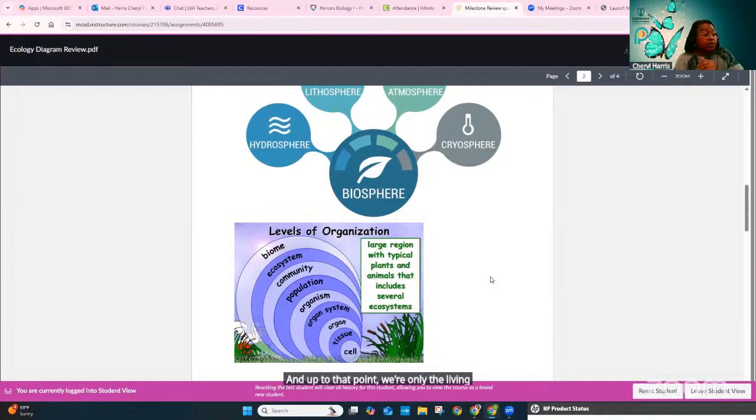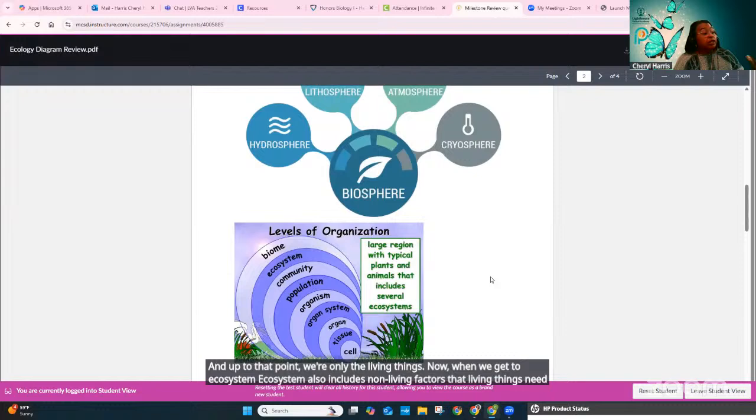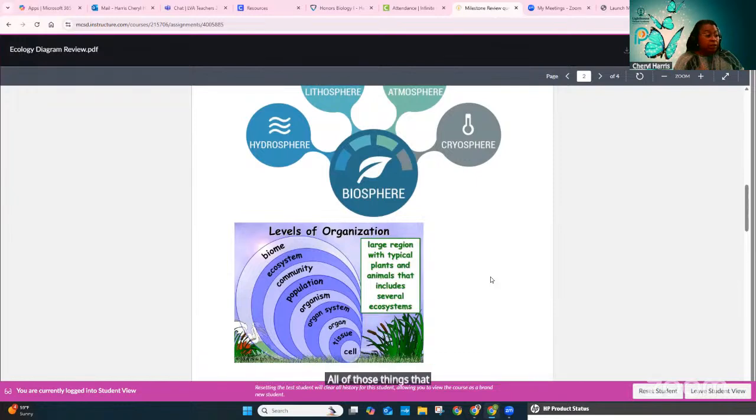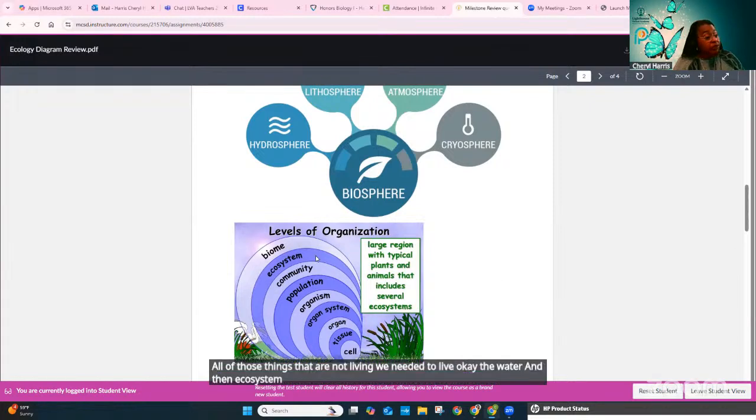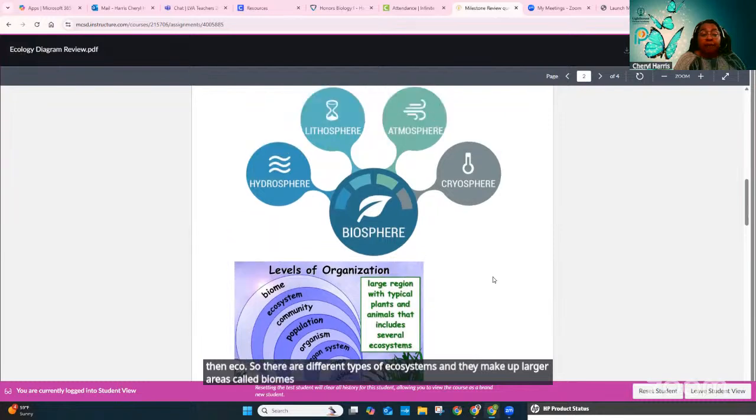Now, when we get to ecosystem, ecosystem also includes non-living factors that living things need. So it includes the air, the water, the sunlight, the soil, all of those things that are not living, but we need it to live. Okay, the water. And then there are different types of ecosystems, and they make up larger areas called biomes. Okay. And then the whole Earth is the biosphere.